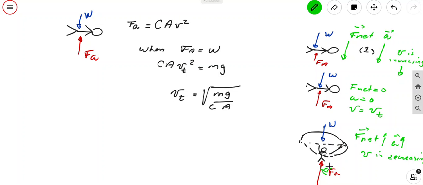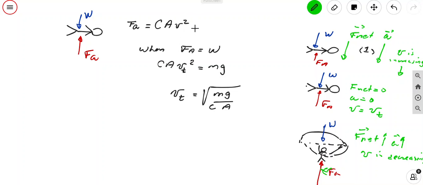we reach again an equilibrium between the weight and the force of the air, because as the velocity is decreasing, the force of the air is going to decrease also. So eventually W and Fa are going to be equal again, and you're going to reach again a new value of terminal velocity that could be in the order of 4, 5, 6 meters per second. So this is a safe velocity to land. This is basically what happens.